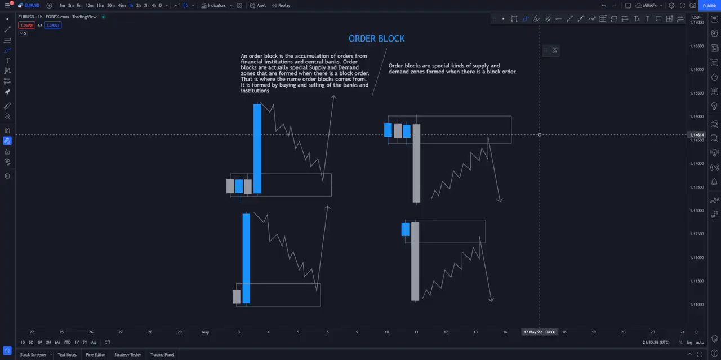Order blocks are special supply and demand zones that are formed when there is a block order. That is where the name order blocks comes from. It is formed by the buying and selling of the banks and institutions. So let's represent the banks and institutions as the composite man. That's what we like to call them, the composite people.